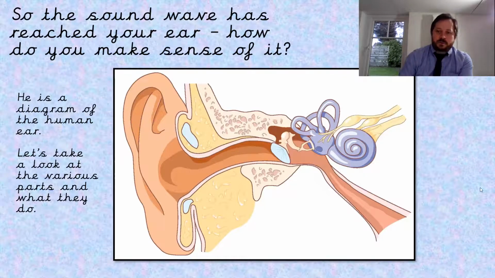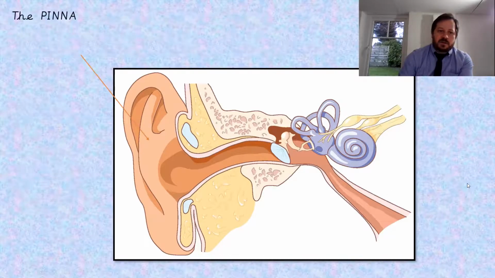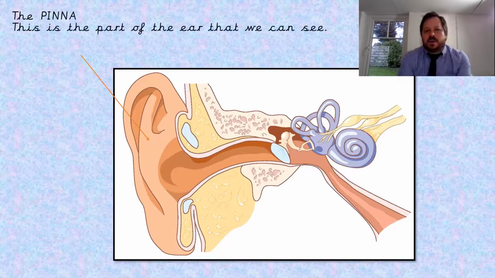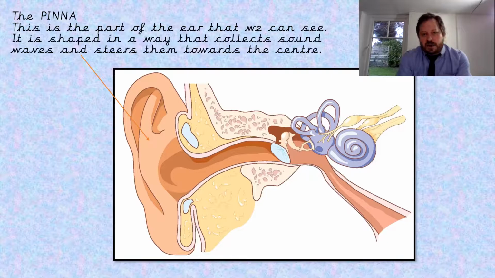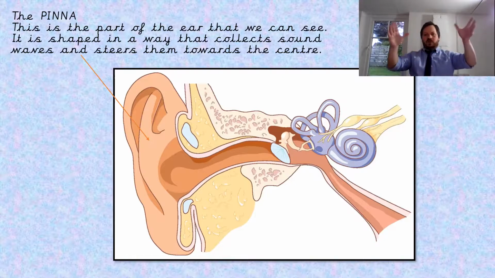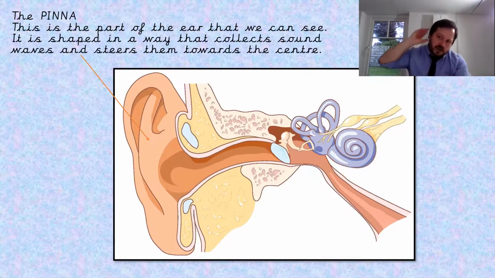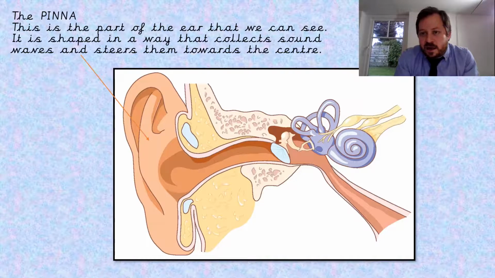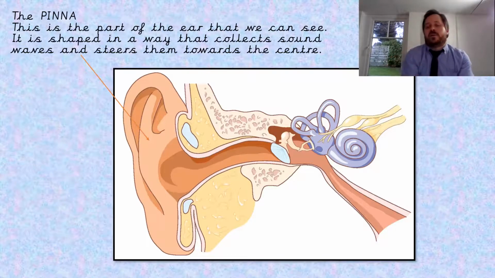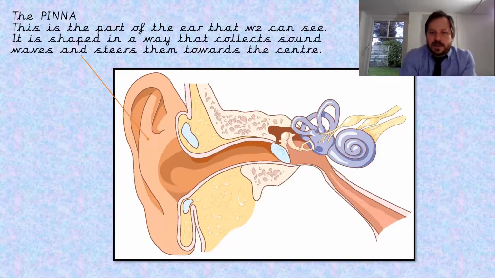So the first part is the pinna, which is the outer ear, this bit here. This part of the ear that we can actually see. It's shaped in a way that collects sound waves and steers them towards the center. So, we were talking about a microphone blocking out sound waves in one direction, or at least trying to channel them in one direction. Your ears try and do the same. It tries to collect any vibrations and channel that vibration down into the actual inner ear itself, where that vibration is translated.